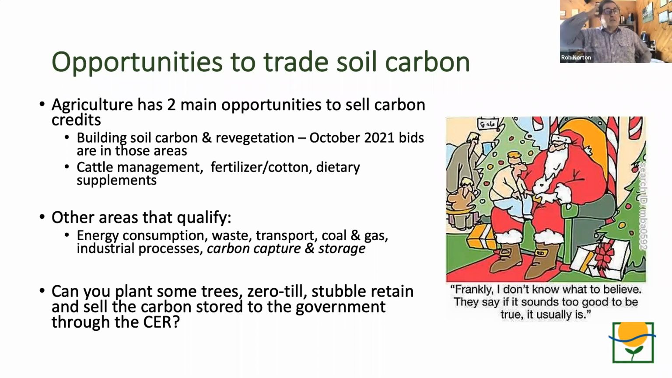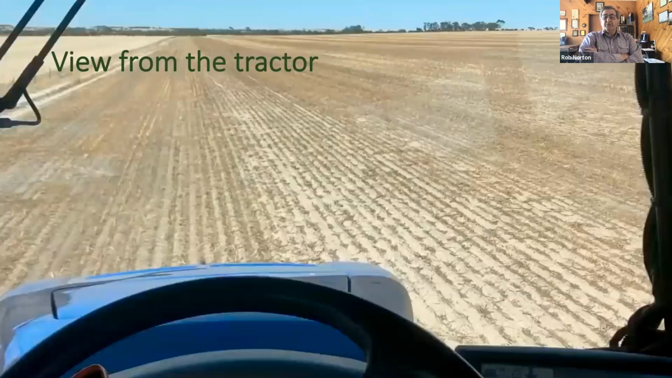So the question we come to then is, in terms of those opportunities, can you just go out and plant some trees, use zero till, go stubble retention, and sell that carbon stored to the government? Could you do that? Of course, it sounds too good to be true, doesn't it? When you sit back on the tractor and look forward as you're going along, what can we see ahead of us?